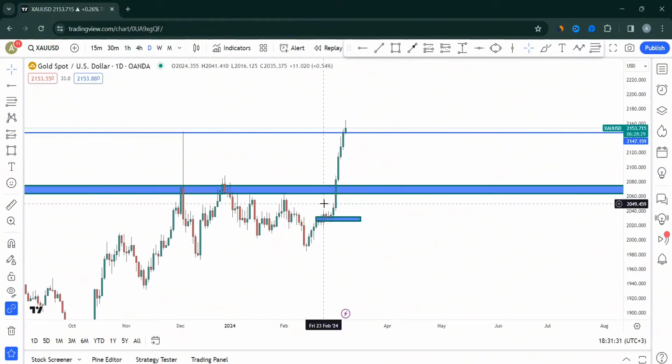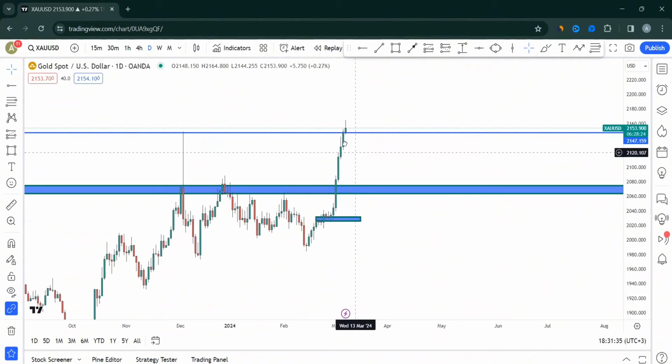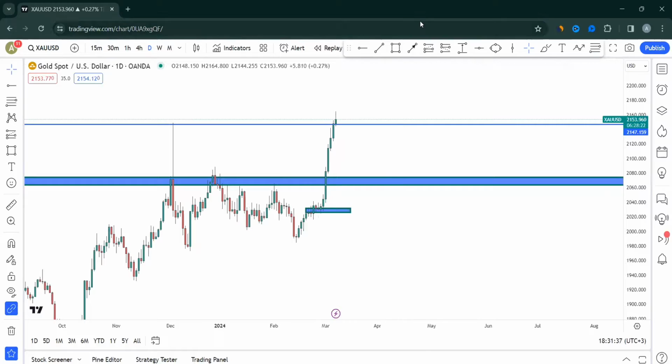The market closed above nicely, a proper break, full body close, retested it in a weak manner, and then pushed higher. So this is an impulsive move. Do you guys see this move here? This is an impulsive move. Are we together? So after an impulse, what do we expect?